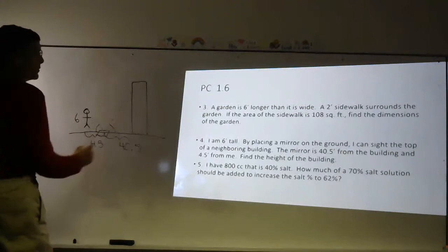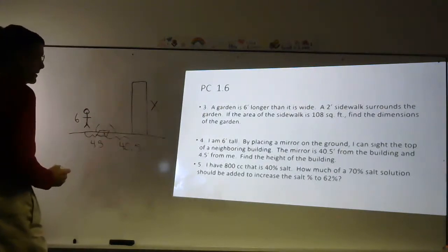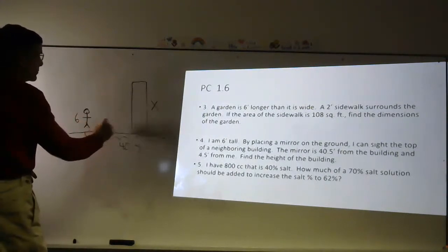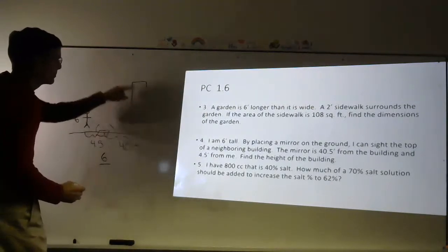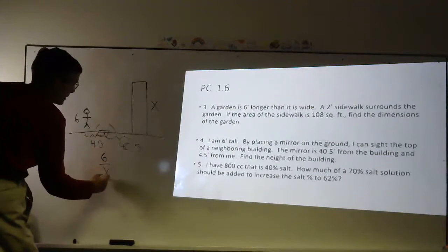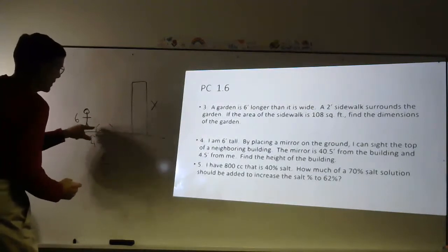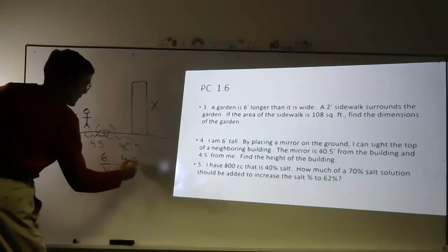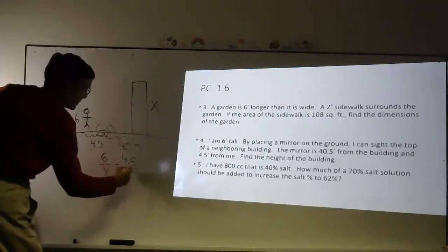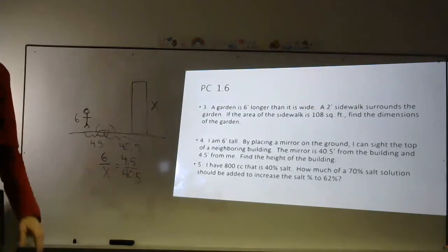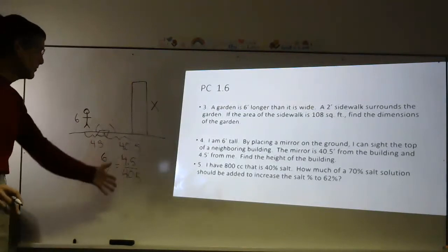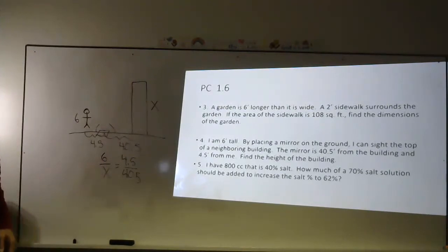I am 6 feet tall. How tall is the building? Beats me. I'm going to compare the little triangle to the big triangle. This side on the little one, 6, corresponds to that side on the big one, X. This side on the little one, 4.5, corresponds to this one on the big one, 40.5. Ah, 10th grade geometry coming back to you. You can cross multiply and solve that. Okay?